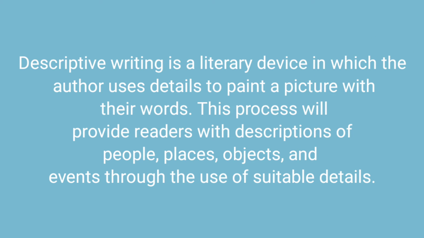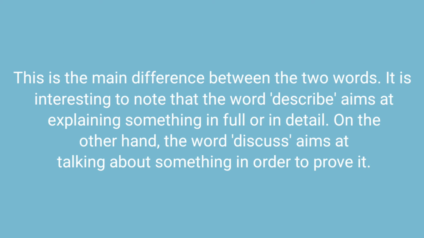Descriptive writing is a literary device in which the author uses details to paint a picture with their words. This process will provide readers with descriptions of people, places, objects, and even events through the use of suitable details. This is the main difference between the words.